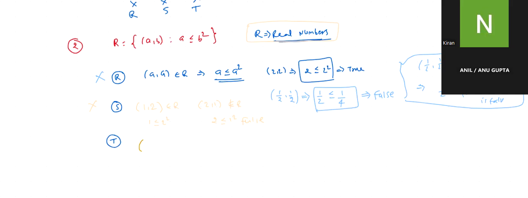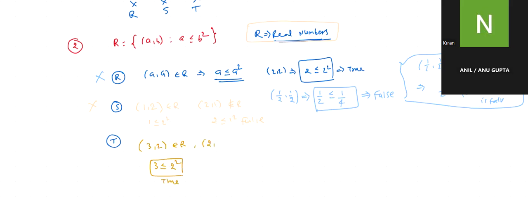Okay, if you're getting confused, let's take this: (3, 2). What does it mean? 3 is less than or equal to 2 squared, correct? Yes, this is true.